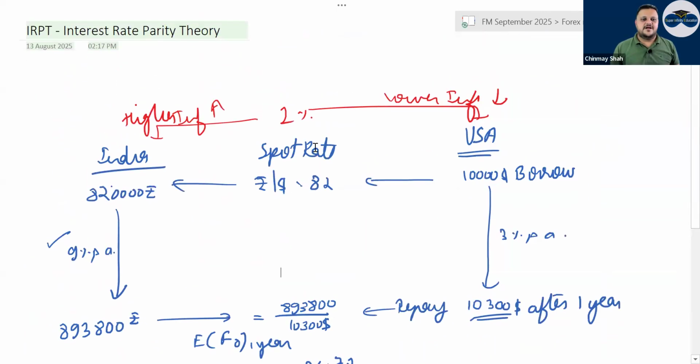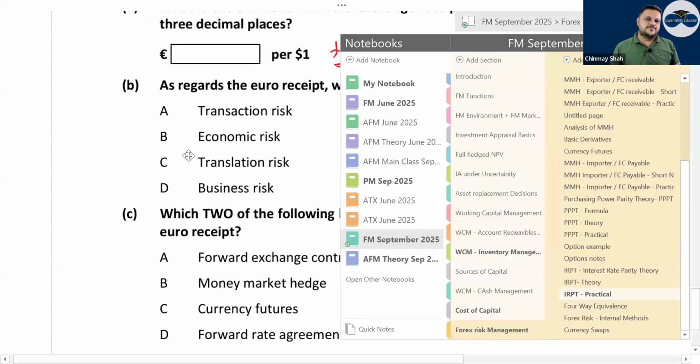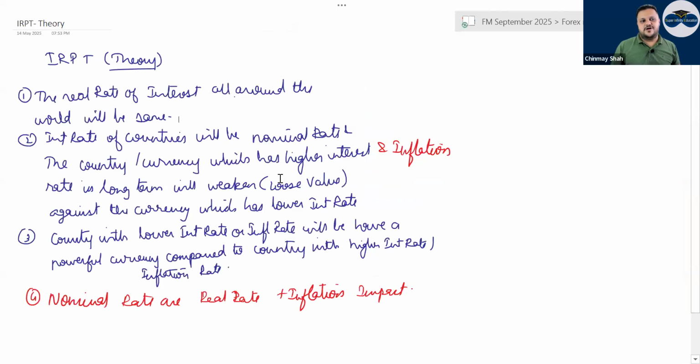What is IRPT? IRPT helps you find what? Tell me. If the theory is to be taken, if you want to borrow any money from anywhere in the world, the real rate of interest all around the world is the same, right? The nominal interest rate in different countries depends on the inflation. Real rate is the same all around the world, correct or not? Right. And then the nominal rate is decided as per inflation in each country, right?